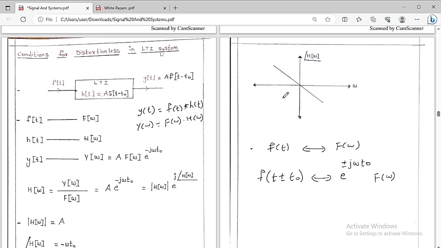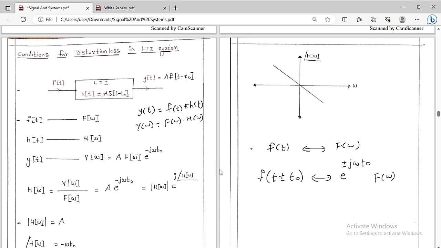So therefore we can say, I have taken an LTI system which is having impulse response h of t equal to A delta of t minus t naught. The input is f of t, the output y of t is equal to A times f of t minus t naught. So basically I have figured out the transfer function for this system. The transfer function H of omega is equal to Y of omega by F of omega. So I apply the Fourier transform for the signal y of t. So Y of omega is equal to A times e to the power of minus j omega t naught times F of omega. So Y of omega by F of omega is equal to A times e to the power of minus j omega t naught. So the magnitude value is A, and the phase angle is minus omega t naught.